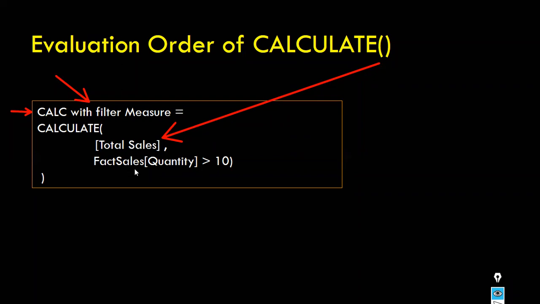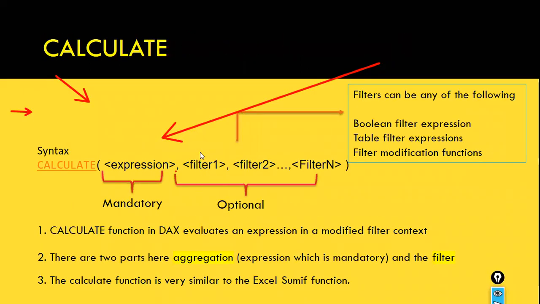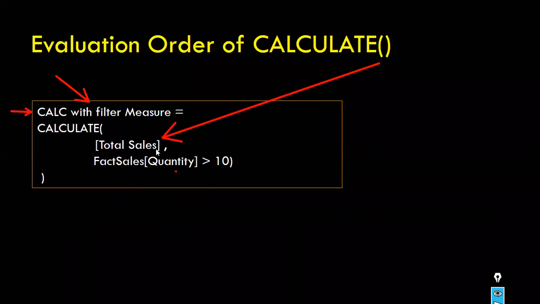Okay, and the next one is the filter. You remember the second argument can be your filter. You can specify more than one filter condition also. So this is what I'm talking about, the filter. The first one is the expression. In this case, the expression is the total sales. The total sales is nothing but sum of sales amount. That is a kind of simple expression. And the next one is this one.